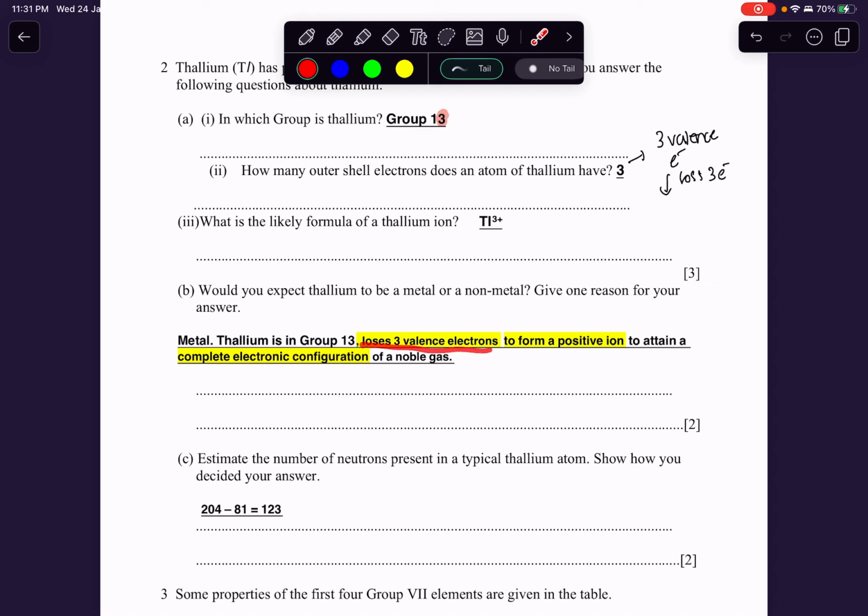So because it loses 3 valence electrons to form a positive ion, to attain the electronic configuration of a noble gas. You must remember this, attain the electronic configuration of a noble gas, which is why atoms want to form molecules or form ions in the first place. Because you know that it loses 3 valence electrons, you know it has to be a metal, because the characteristic of metals is that they lose valence electrons to form positive ions.